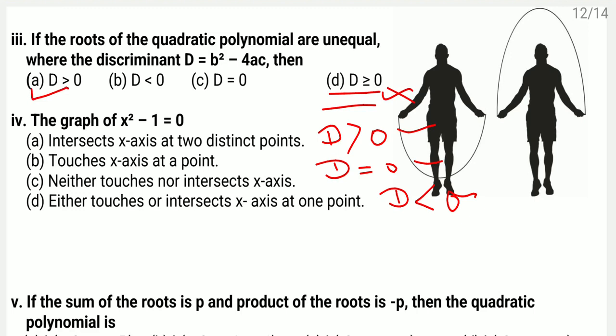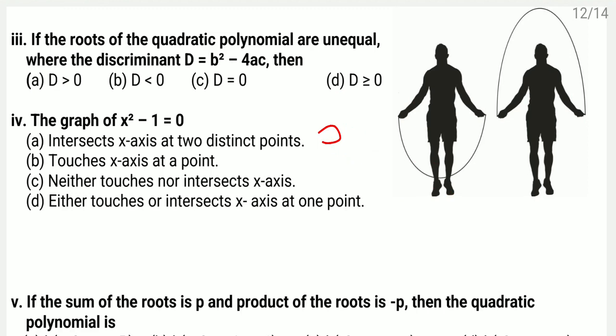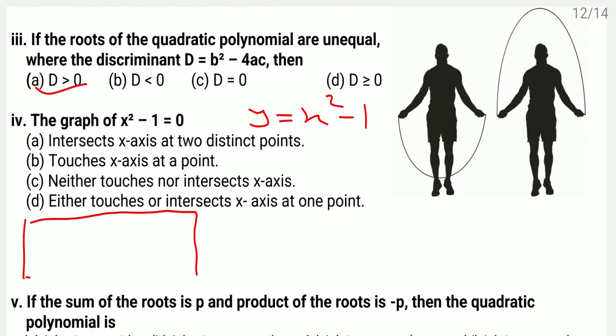Now come to the next one. Now here I will just clear this one first. Fine. The graph of x square minus 1 which is equal to 0. Now they are asking us the graph. So I'll write down here y which is equal to x square minus 1 and then we'll make the table here, x and y. Take value of x as 0, so y will become minus 1. x as 1, so y will become 0. x as minus 1, still the value of y will become 0.